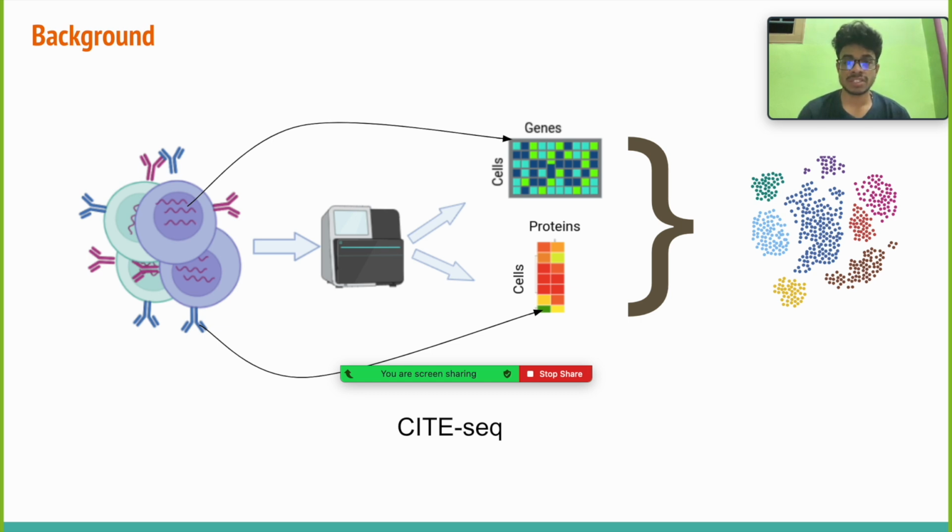With the advancements of technologies, now we are able to extract both RNA sequencing data and surface protein data from a single cell simultaneously. Our task here is to combine these two different modalities and have a unified view to gain more insights into the data. This technology is called CITE-seq technology.